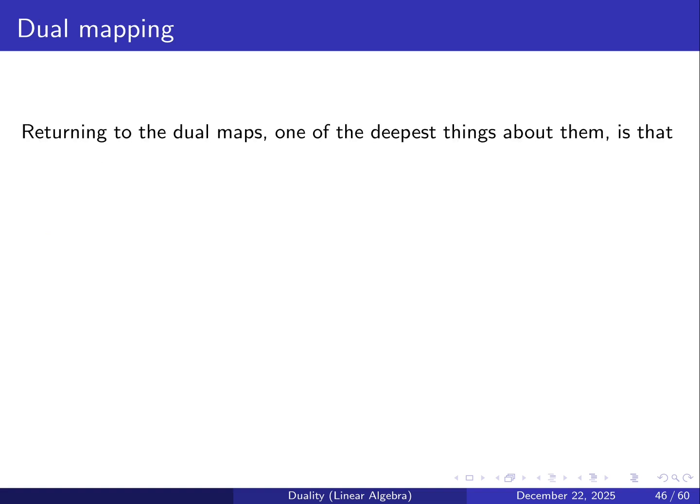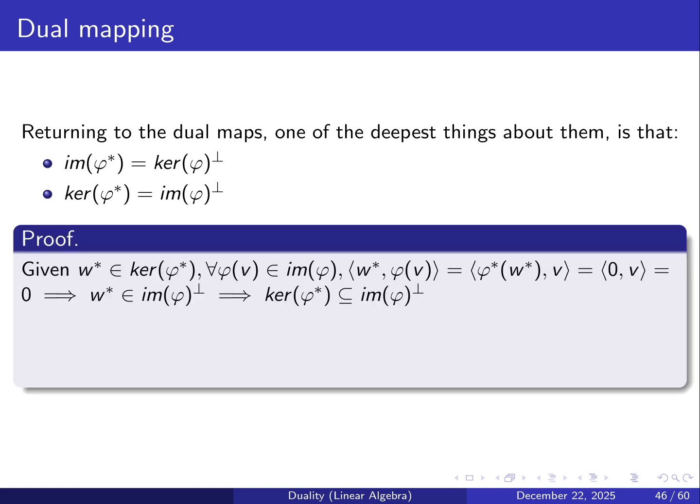Now, returning to the dual maps, one of the deepest things about them is that the image of phi star is equal to the kernel of phi complement, and the kernel of phi star is equal to the image of phi complement. So you can say they mirror each other's fundamental subspaces. To show this, take W star from the kernel of phi star, then for all phi of V from the image of phi, we have the scalar product of W star and phi of V is equal to the scalar product of phi star of W star with V, which is itself equal to the scalar product of 0 with V, which is just 0. So that implies that W star is in the image of phi complement, and that implies that the kernel of phi star is a subspace of the image of phi complement.